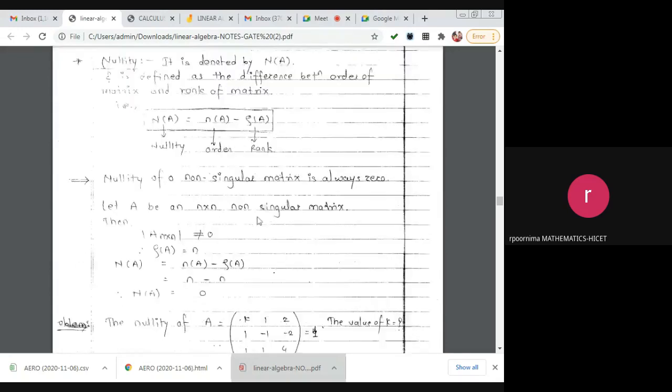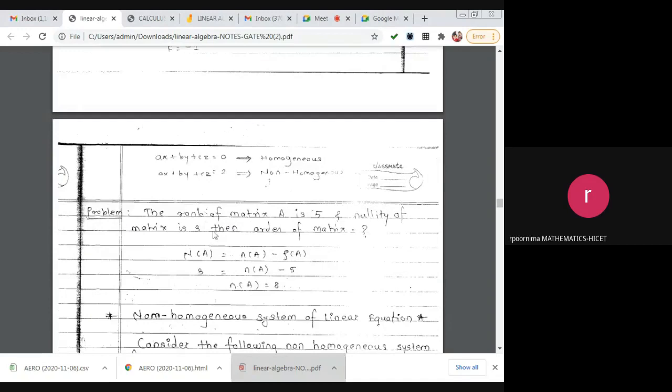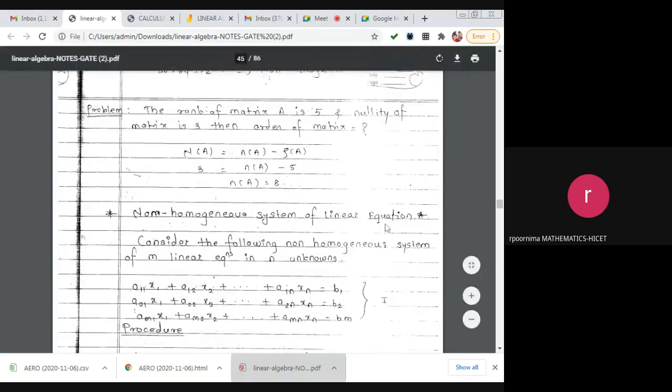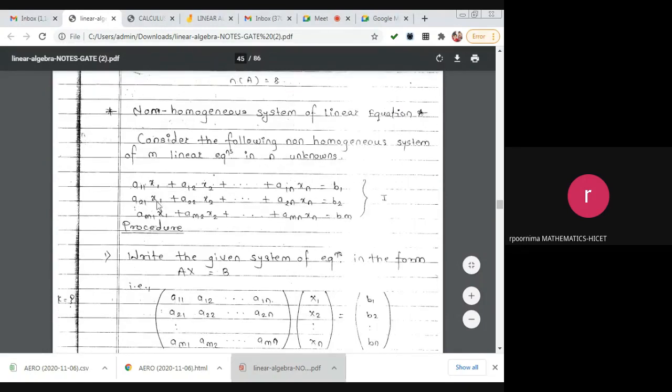And so before that itself, they are all linearly dependent and independent only. So after that, nullity, the non-homogeneous system of linear equations. Consider the following non-homogeneous system. Okay, this is the general form of your non-homogeneous system.